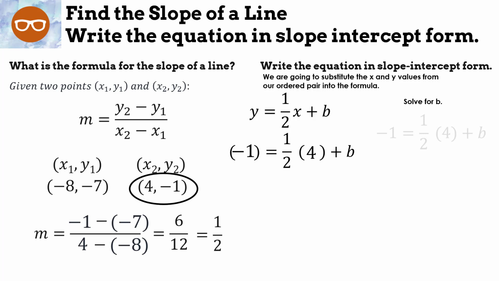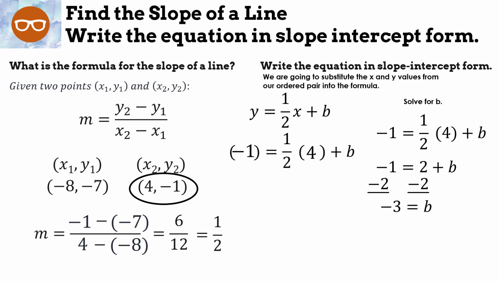Now we're going to solve for b. Well, 1/2 times 4 is 2. I need to get b by itself. I'm going to subtract 2 from both sides. That gives us negative 3 equals b. Our y-intercept is negative 3.